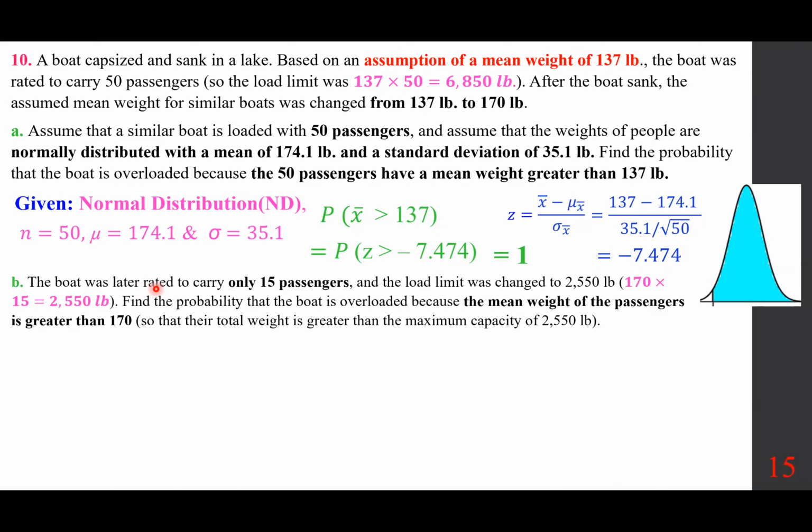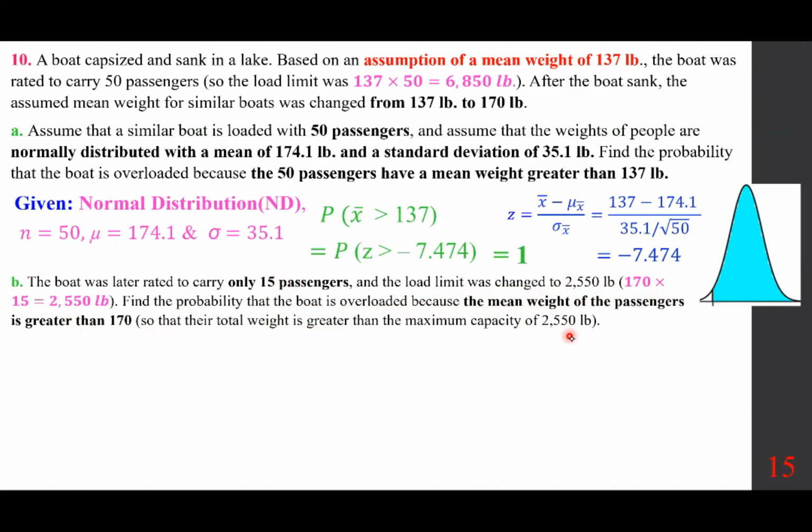The boat was later rated to carry only 15 passengers. So they changed from 50 to 15. And the load limit was changed to 2,550 pounds, 170 times 15. Find the probability that the boat is overloaded because the mean weight of the passengers is greater than 170, so that their total weight is greater than the maximum of 2,550.